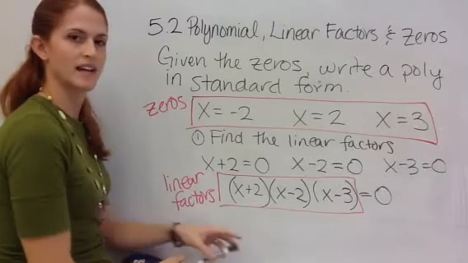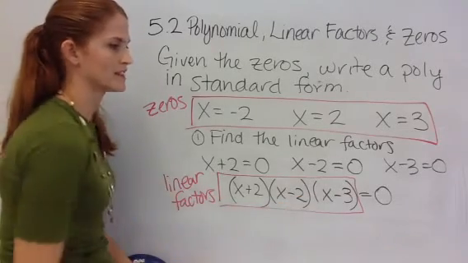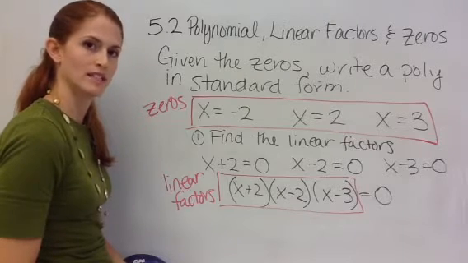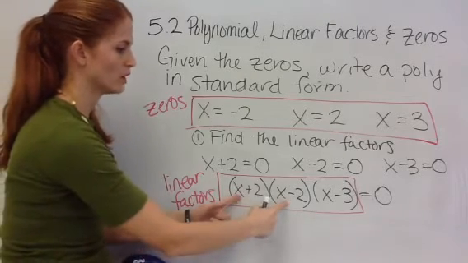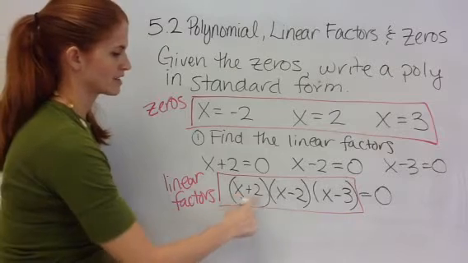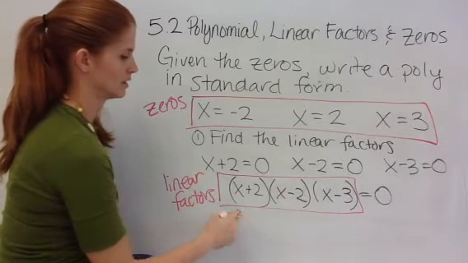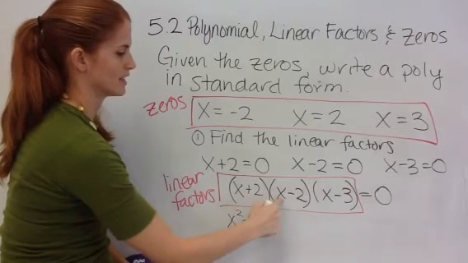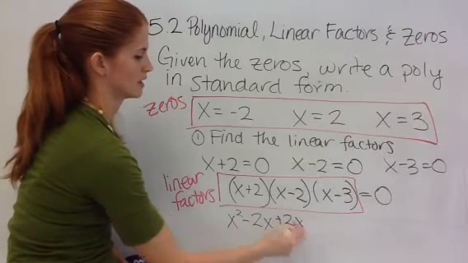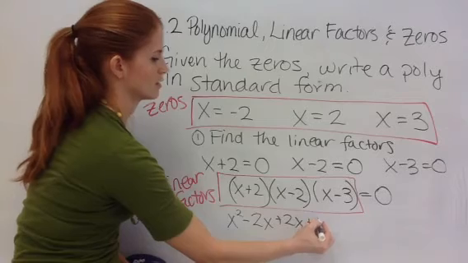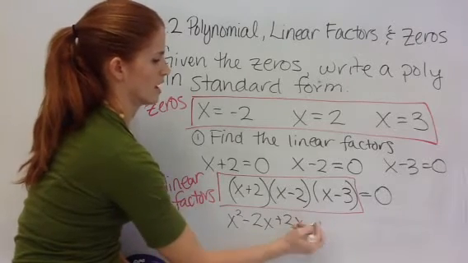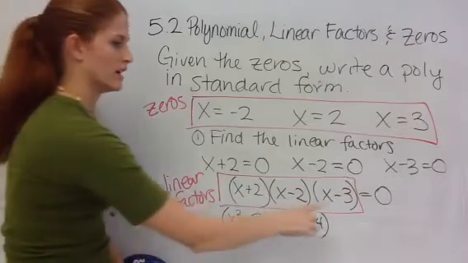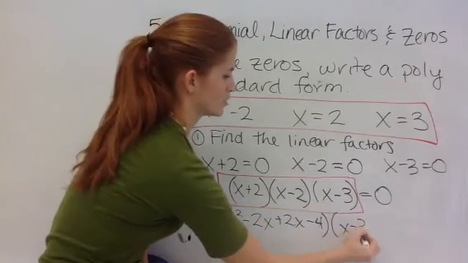Once we're at this step, we just need to FOIL all of this together, and then we will combine like terms to get our polynomial in standard form. So when I FOIL these together, x times x gets me x squared. X times -2 gets me -2x. This will give me a positive 2x. And this will give me a minus 4. All I've done is multiply the first two together. I still have x minus 3 back here.